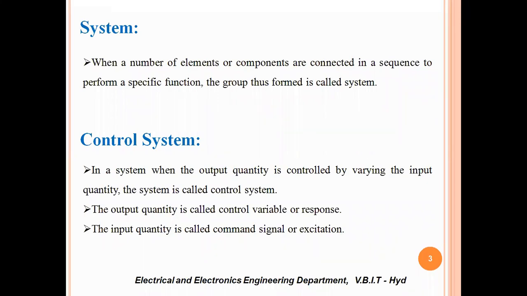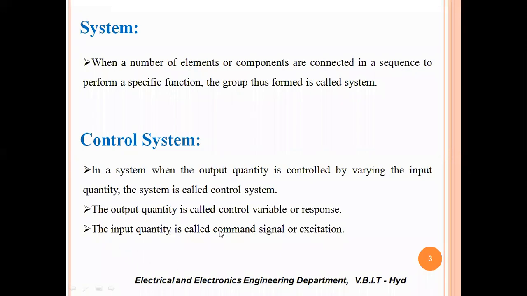So that means the system is controlled by means of an input signal, or the system output is controlled by means of an input signal. That type of systems are called control systems. However, the output quantity or the output response is called the control variable or control response.